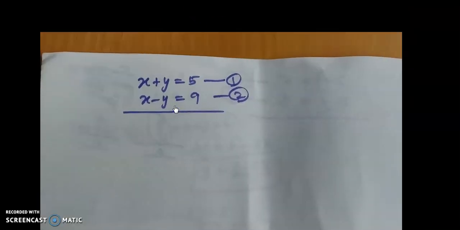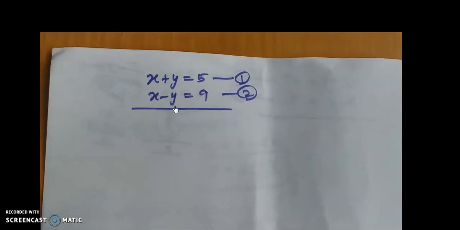Right. Now I'm going to solve these two equations by using the elimination method. So how can you apply the elimination method? First you have to eliminate any one of the variables, either x or y, and then you have to find out the value of the other variable, and then substitute the value of that variable in any one of the equations. We will get the value of the remaining variable. That is the procedure. So here how can you eliminate?